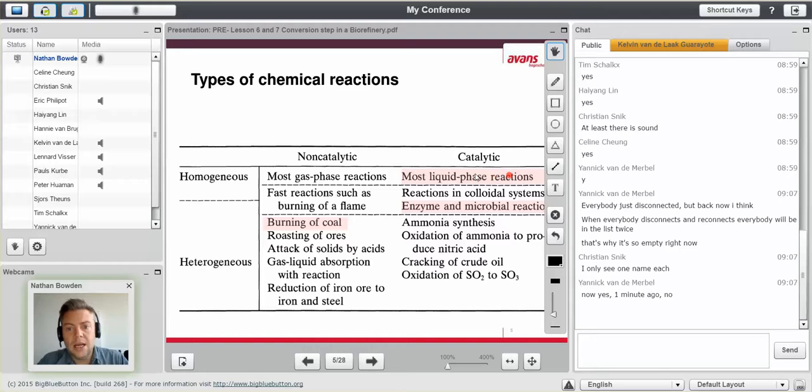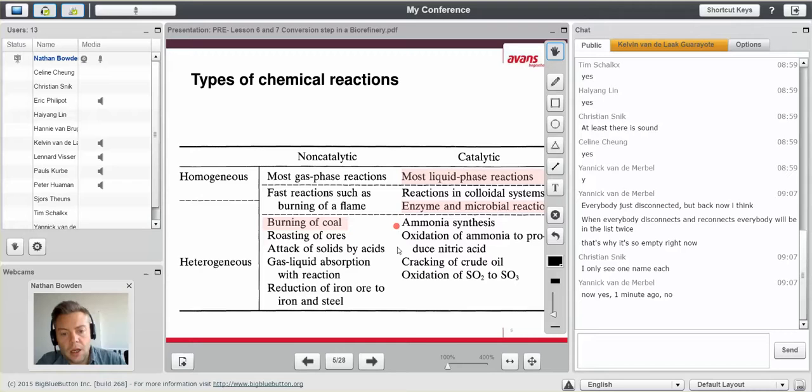Most liquid phase reactions are catalytic and homogeneous. So if it's a liquid-liquid phase, quite often it will be catalytic. The catalysis can include enzymes, but also metals. I would actually say metals are most often used in catalysis.